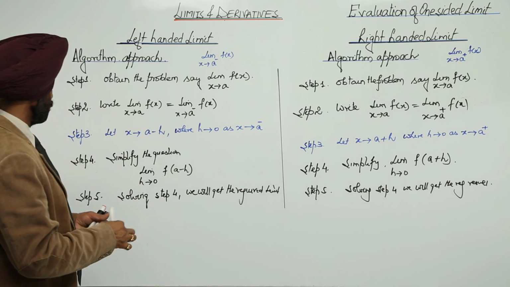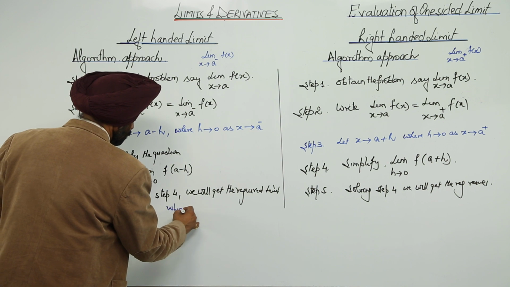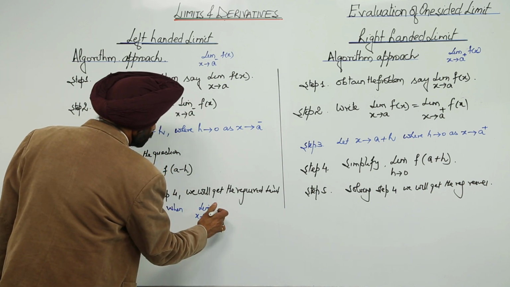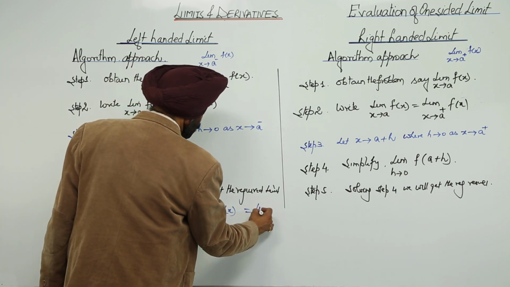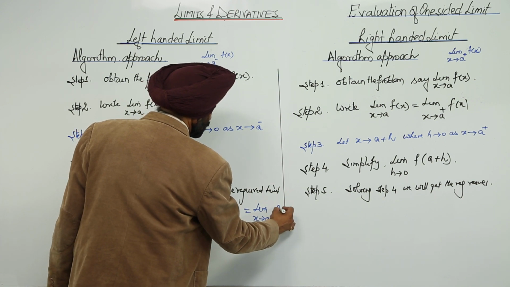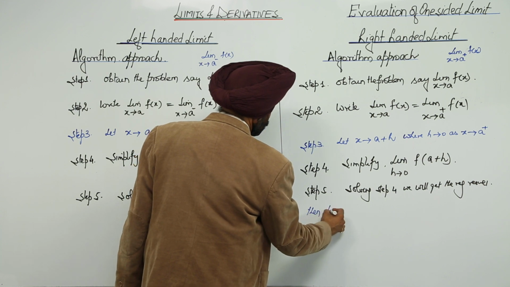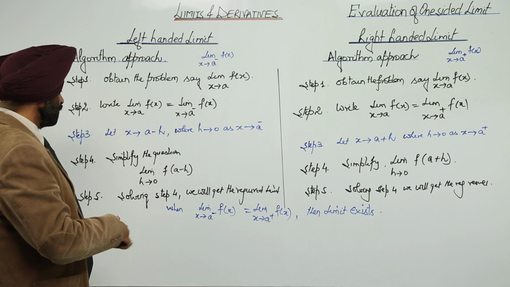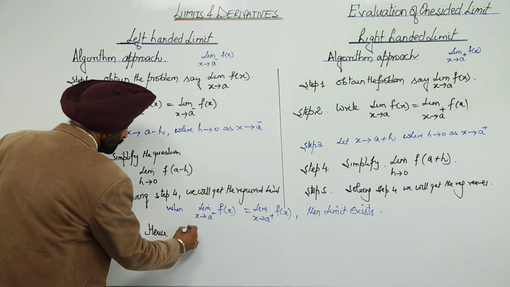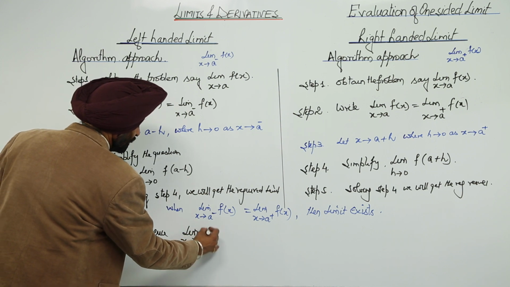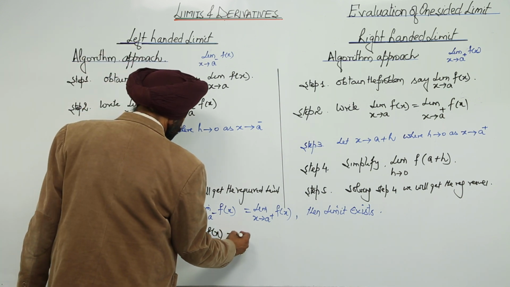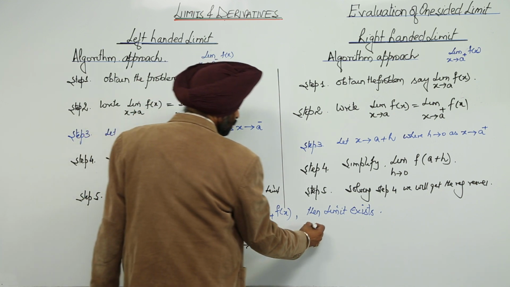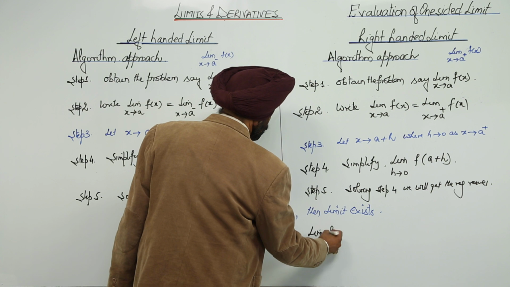Now, the very interesting part is this. When the left-hand limit, that is limit x approaches a from the left side, is equal to limit x approaches a from the positive side of f(x), then the limit exists. Like this we can say, when the limit exists, hence limit x approaches a negative of f(x), negative meaning the left-hand limit, is equal to limit x approaches a positive, the right-hand limit, which implies limit x approaches a of f(x).